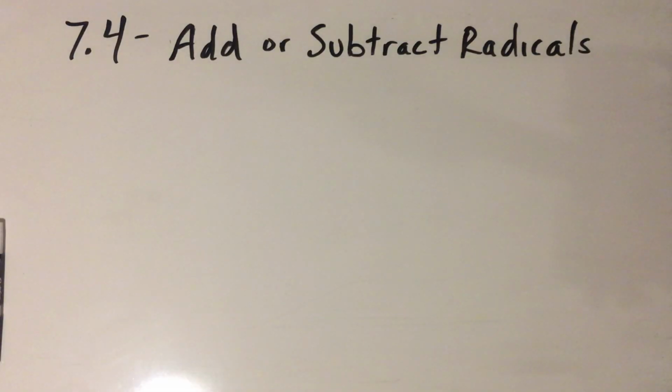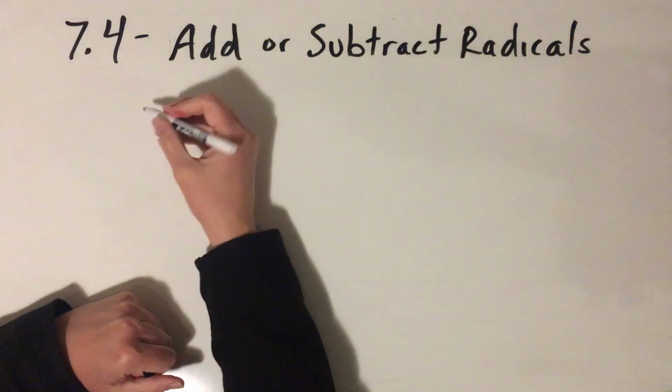All right, class, now we're going to start 7.4. In 7.4, we're going to add, subtract, and multiply radicals, but this video is only going to be on adding and subtracting radicals. So first we'll start out with something like this.